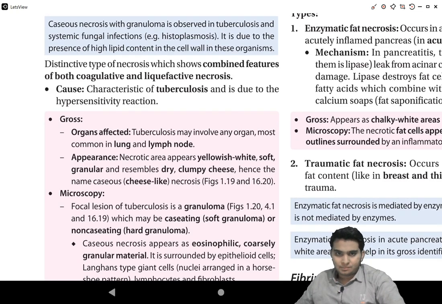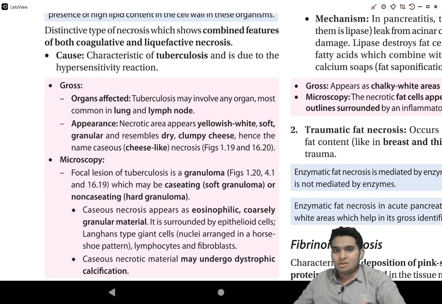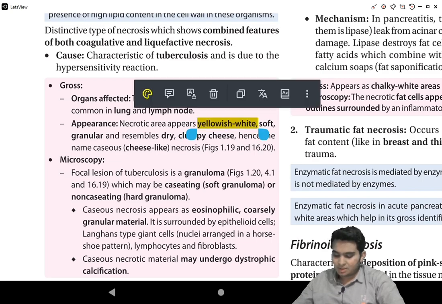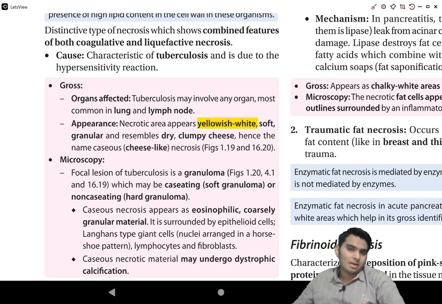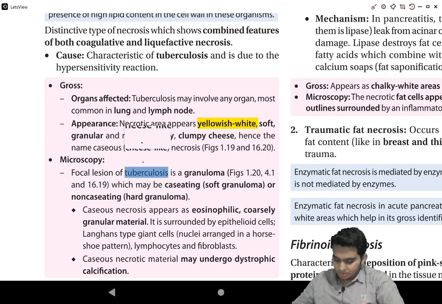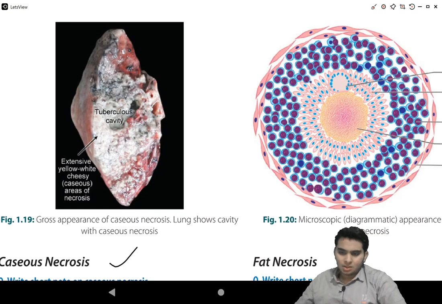Organs affected: tuberculosis may involve any organ, most commonly the lung and lymph node. Appearance: the necrotic area appears yellowish white, soft, granular, and resembles dry, clumpy cheese. Hence the name caseous, cheese-like necrosis. You have to remember the terminology, cheese-like appearance. Here you can see the appearance of extensive yellow-white areas of necrosis. It is seen in tuberculosis.